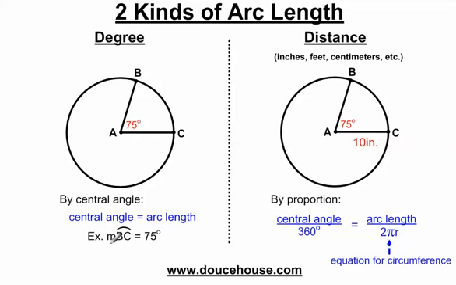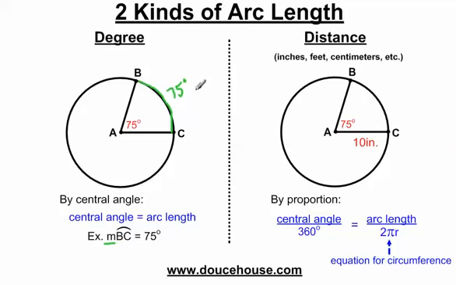And we say the measure of arc BC, this is from B to C, this is arc BC, it's going to equal whatever the central angle is. So I can say, since the central angle is 75 degrees, then the measure of arc BC is 75 degrees. Whenever you're talking about degrees, you're going to say the measure of. You don't really refer to it as arc length, but I kind of do. And we're going to call this the measure of arc BC as 75 degrees.